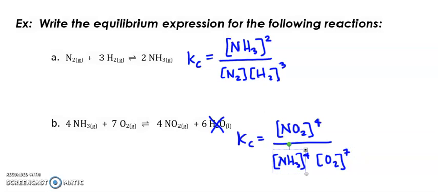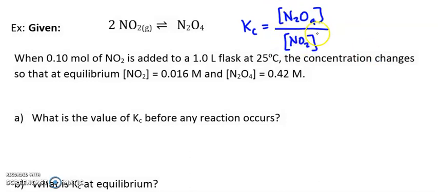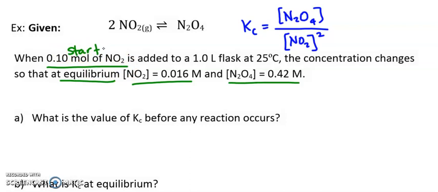All right, so now let's do some actual calculations with this. Given this reaction here, my Kc, I'm going to write that down right here, is going to be my N2O4 concentration over my NO2 concentration squared. It says when 0.1 moles of NO2 is added to a 1 liter flask at 25 Celsius, the concentration changes so that at equilibrium, these are our concentrations. This was at the start, before it actually reacted. So what's the value of Kc before any reaction occurs?